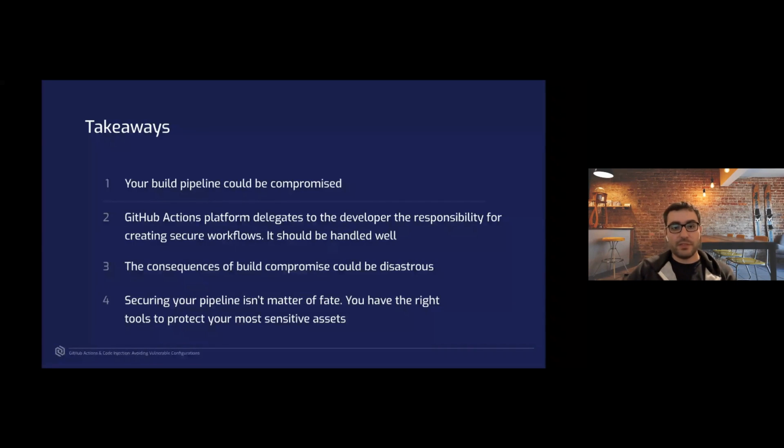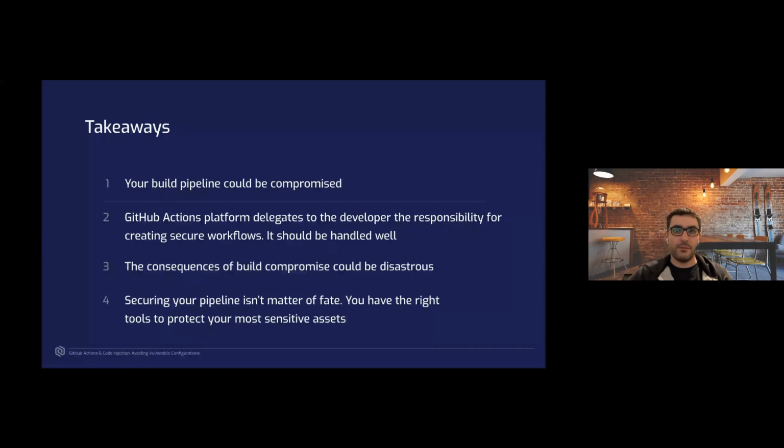So what could be the takeaways from this talk? First, even when GitHub does most of the work for handling the build pipeline for you, including ephemeral environments and VM-based isolation, we have shown that it still can be compromised. The second one is, as we've seen in the GitHub best practices paper, it delegates some of the responsibilities for securing the workflows to the developers. But we all know that developers make mistakes, so we should handle this carefully.